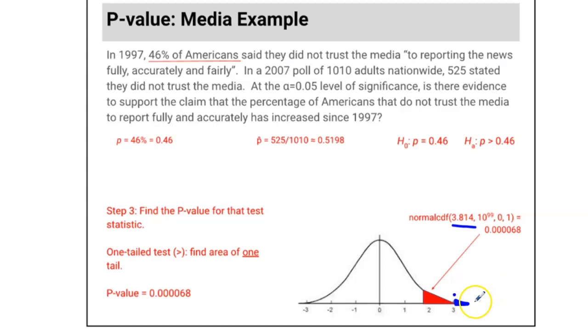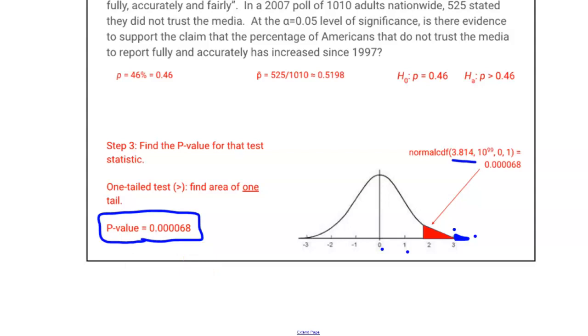We're going to 10 to the 99th, which is up here. That's positive infinity. We're using 0 and 1 because this is a standard normal distribution. We found our z-score, so we're using a standard normal distribution. And our p-value is super duper small. If you did this on your calculator at home, you would have gotten 6.8 something times 10 to the negative 5. Since it is so small, you could probably guess what we're going to do.